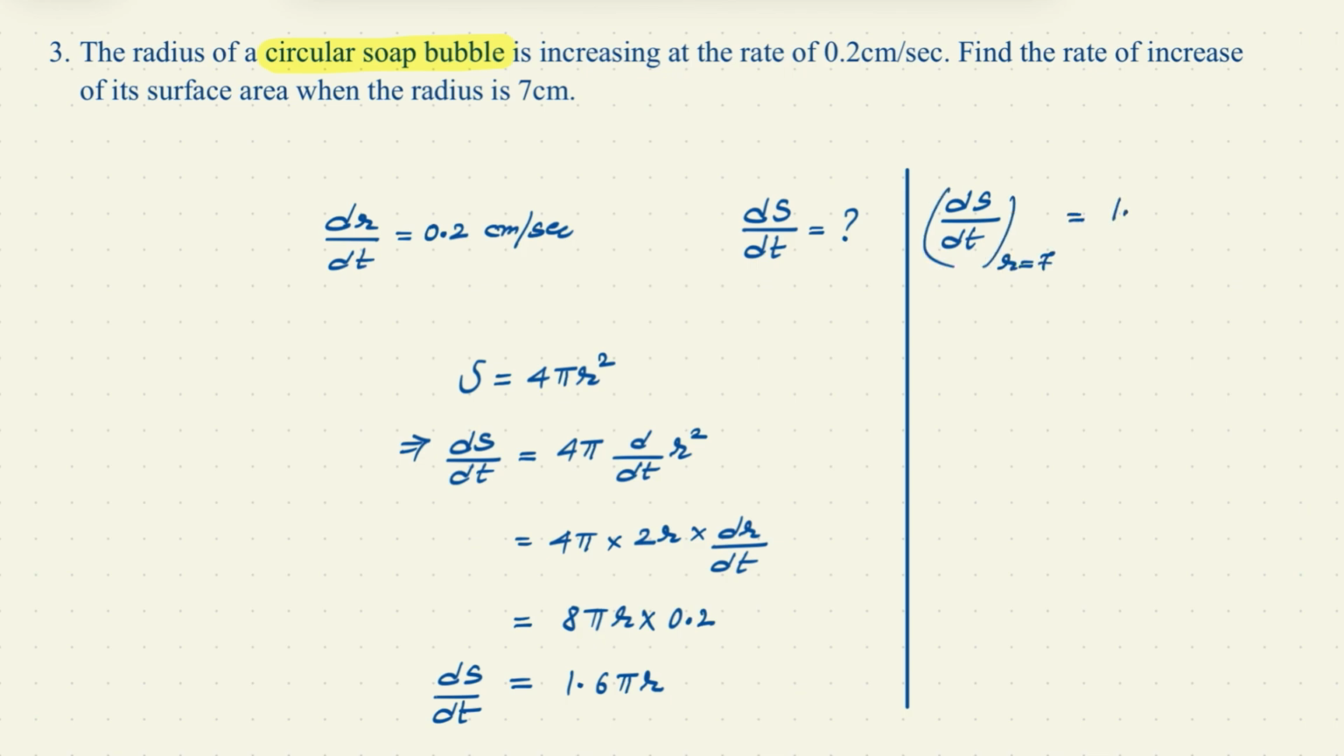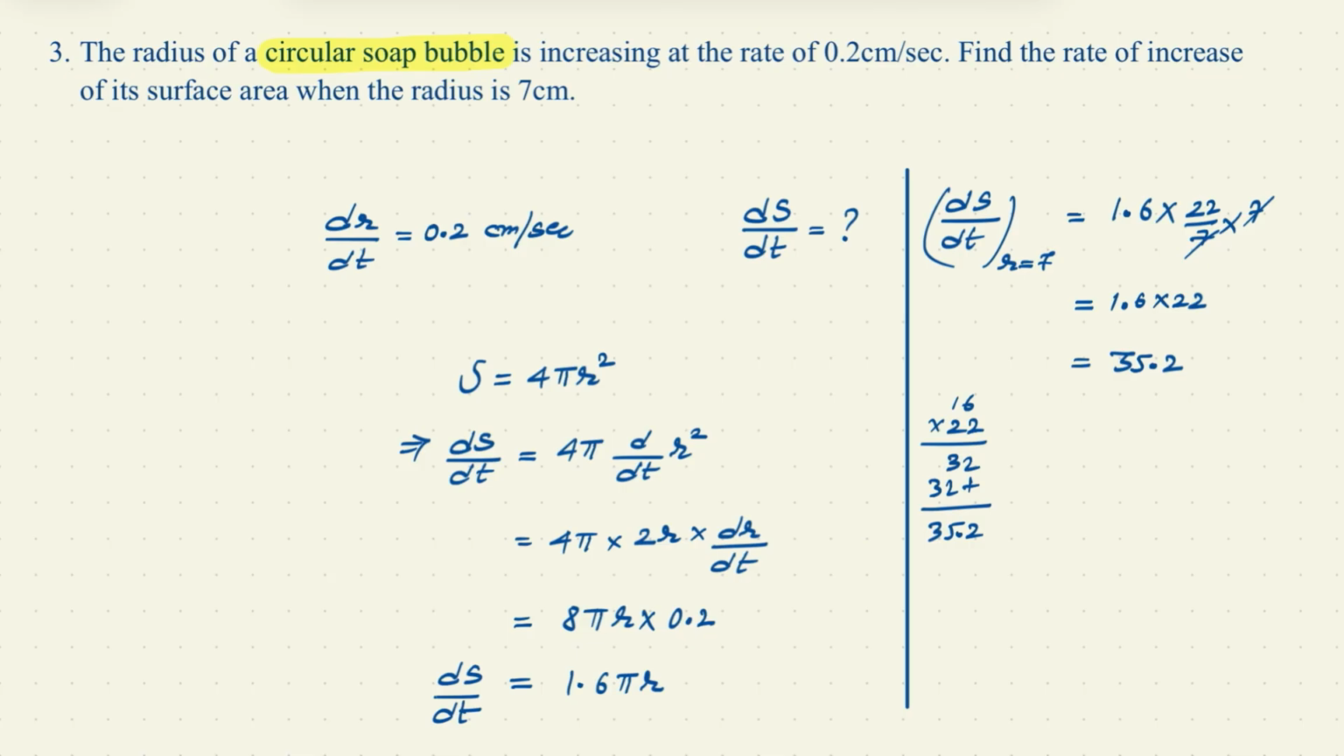So we will just put the value 1.6 into, let us put the value of pi also, that is 22 over 7 into, and the radius is 7 here. So this 7 and 7 got cancelled. So here it will be 1.6 into 22, and let us multiply this. We will get 352, and we will put decimal here. So it is 35.2. So the value of dS over dt is 35.2.